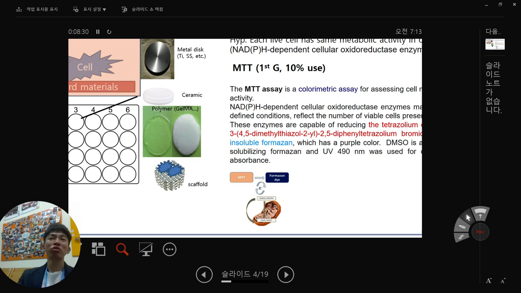So when you analyze your cells by MTT or this kind of MTT assay, you have to remember this: MTT is not Superman. Okay? It only analyzes how your mitochondria can convert this MTT to formazan dye through an NADPH-dependent oxidoreductase enzyme. Okay? You should keep this point in mind.